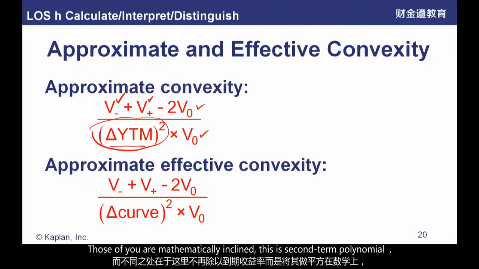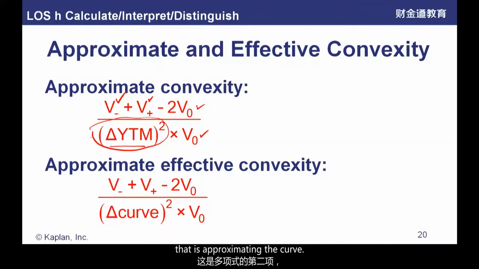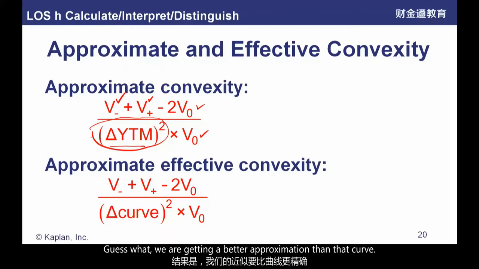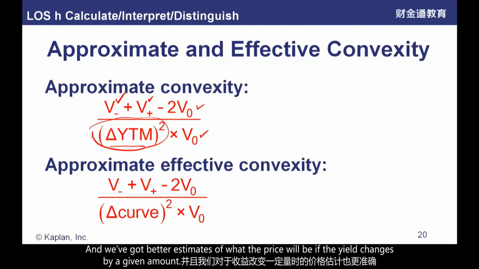Those of you that are mathematically inclined, well, this is a second term in a polynomial that is approximating the curve. We've added a second term. Guess what? We're going to get a better approximation of that curve, and we're going to get better estimates of what the price will be if the yield changes by a given amount.